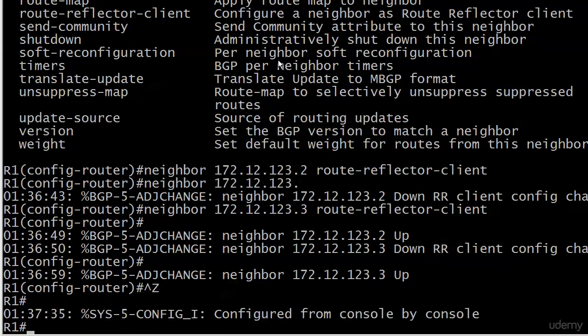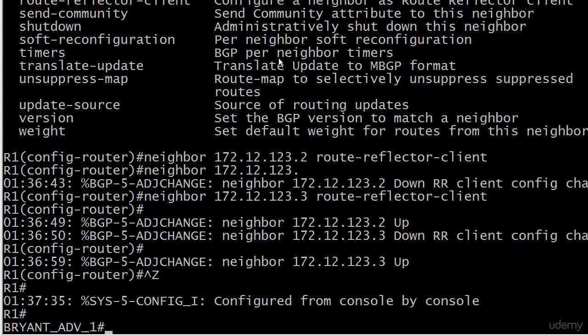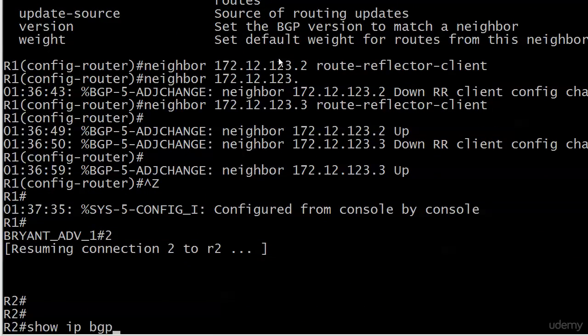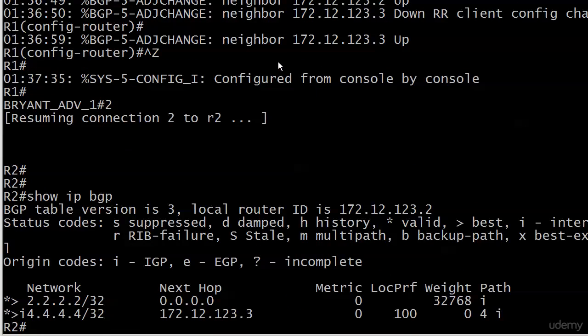So let's see what happened here. And hey, look at that. There's your valid and best entry for network 4 on router 2 that we didn't have before. And you see the next hop was preserved at 123.3, so that's no problem.